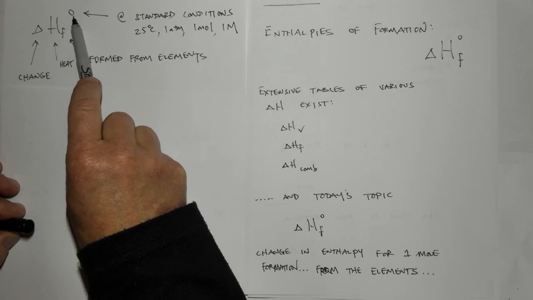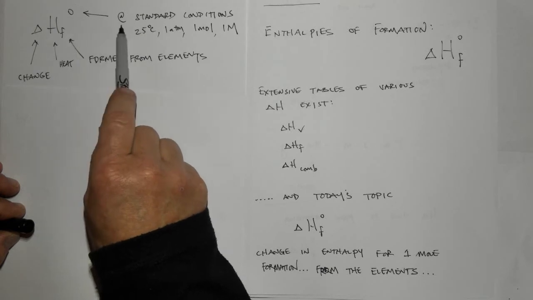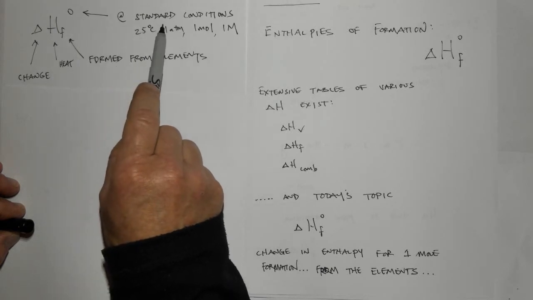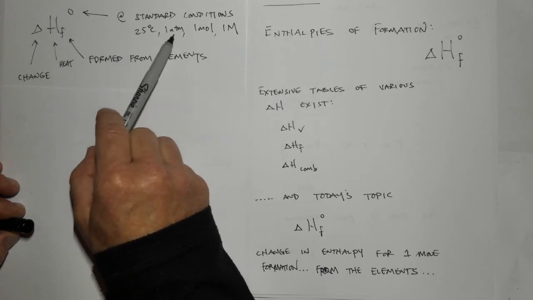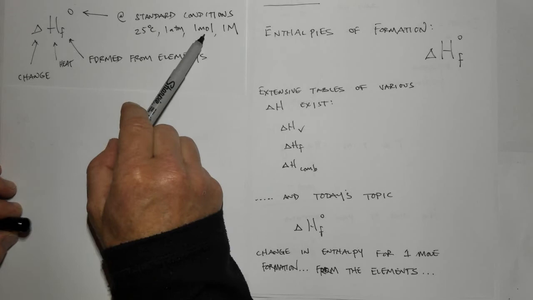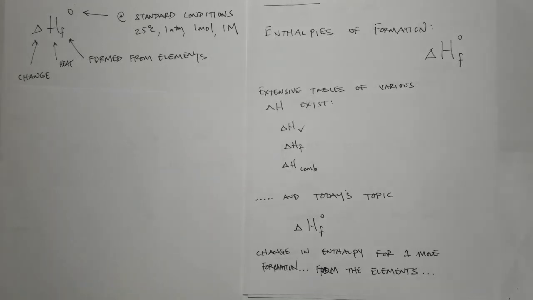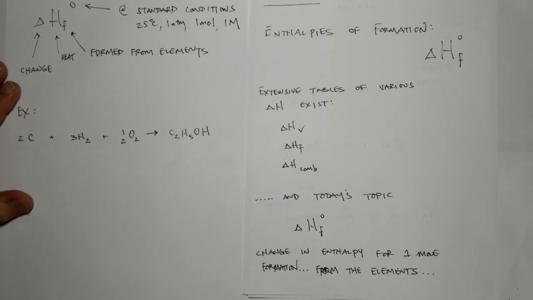And the little circle up here stands for standard conditions for these substances. Standard conditions meaning 25 degrees Celsius, 1 atmosphere of pressure, 1 mole of the substance, or a 1 molar solution. And so when we find the enthalpy of formation of something, we always find it for 1 mole of that stuff, that amount. Here's an example.